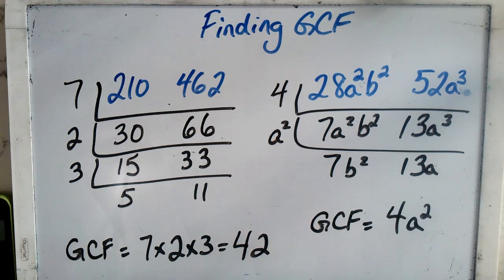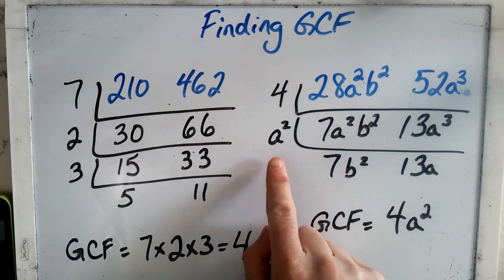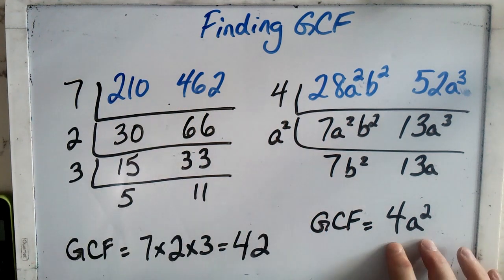So for this one, make sure that you multiply all 3 numbers. This one has the variable, so we just put it together. The number always goes in front of the variable.